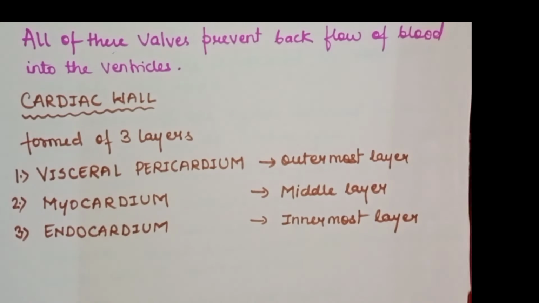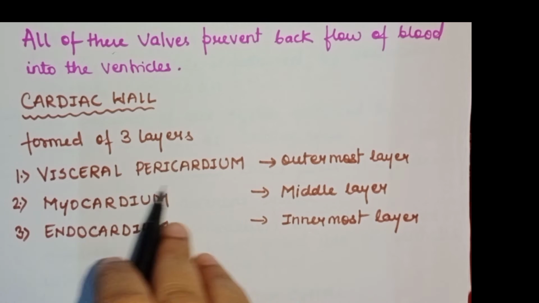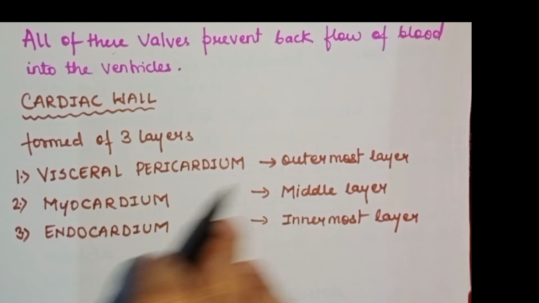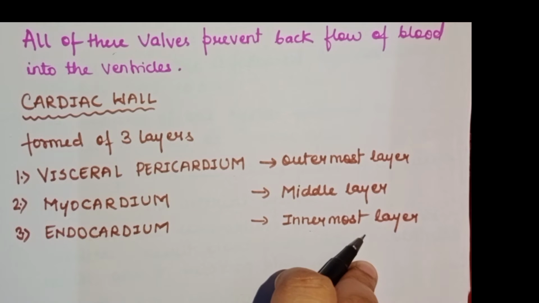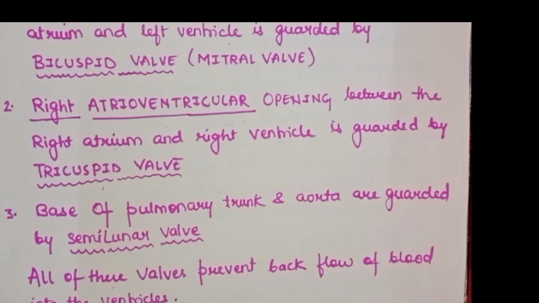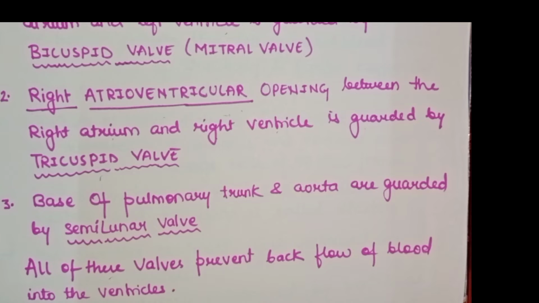Talking about the cardiac wall, it is formed by 3 layers: visceral pericardium, outermost layer; myocardium, middle layer; and endocardium is the innermost layer. So this description is enough for the question: Describe the structure of the heart.